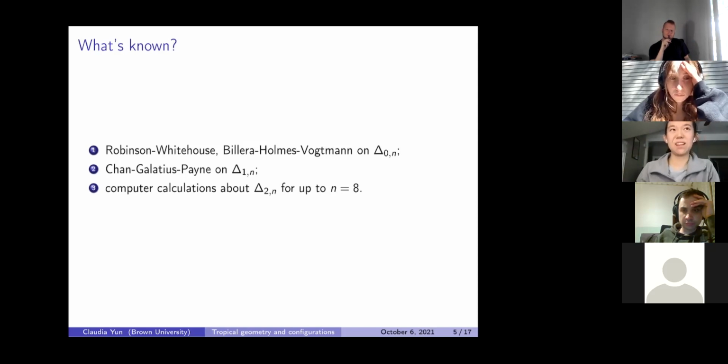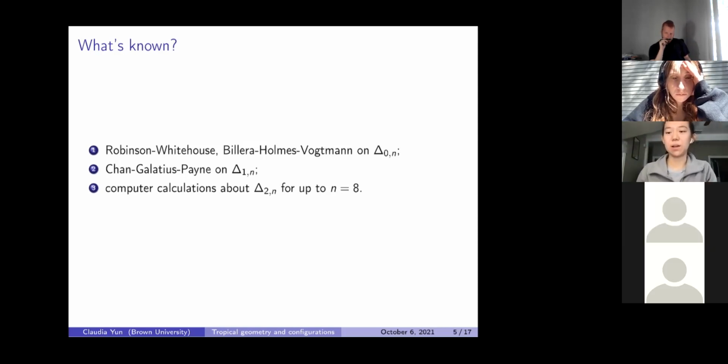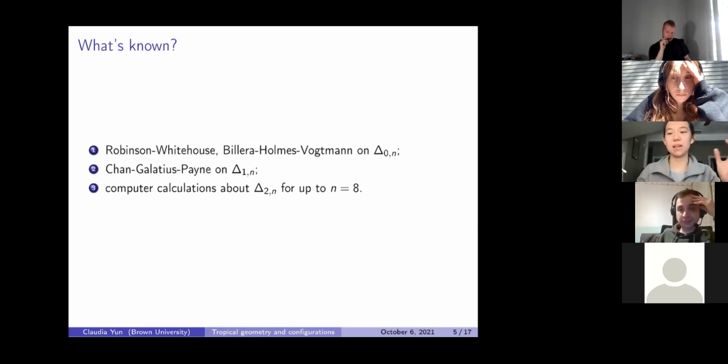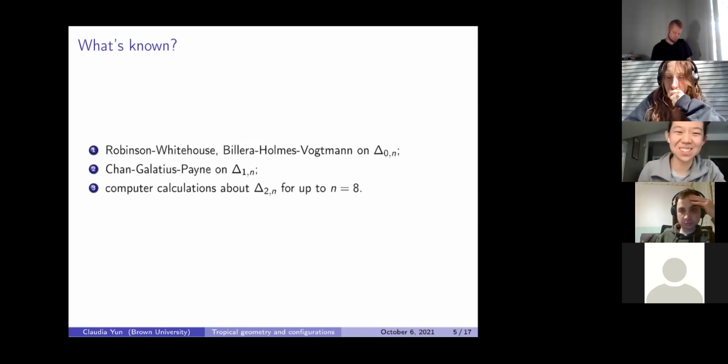Billera, Holmes, and Vogtmann also studied delta 0,n, but under a different name. They were looking at another space called the space of phylogenetic trees. These trees are from biology, and they're basically evolutionary trees. The idea is that if you have some leaf data of species and you know how far apart they are, how can you reconstruct your evolutionary tree? The space they came up with to tackle this problem happens to be delta 0,n as well. Their results coincide with Robinson and Whitehouse's, because math works.